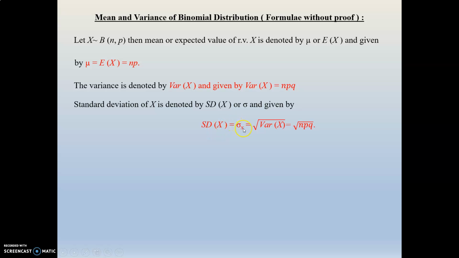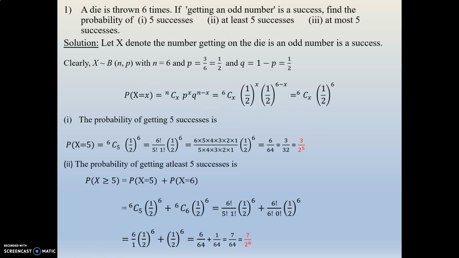Standard deviation of X is denoted by sigma X, which is equal to the root of Var X, which is equal to the root of npq. That is the formula. Now we'll discuss some questions.